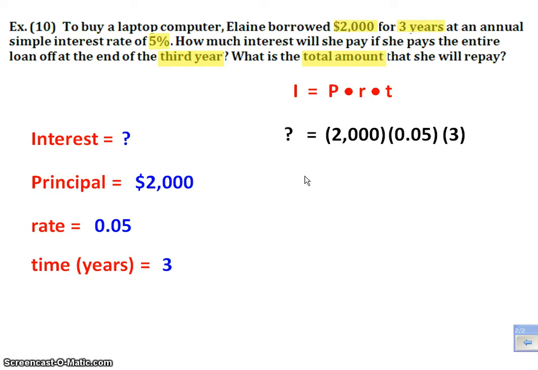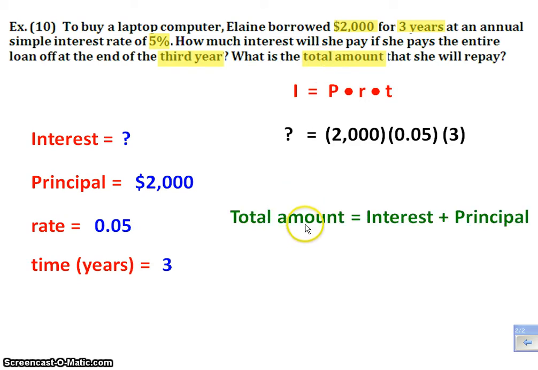We're not only supposed to solve just for interest, but the second question is, what is the total amount that she will repay? The total amount is going to be the interest plus the principal. So, let's write down the calculated interest. We need to add that to the principal, the initial amount borrowed, and that will equal our total amount. Please fill in these blanks and solve the problem.